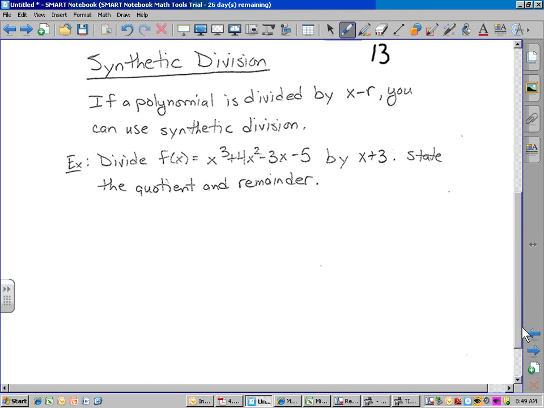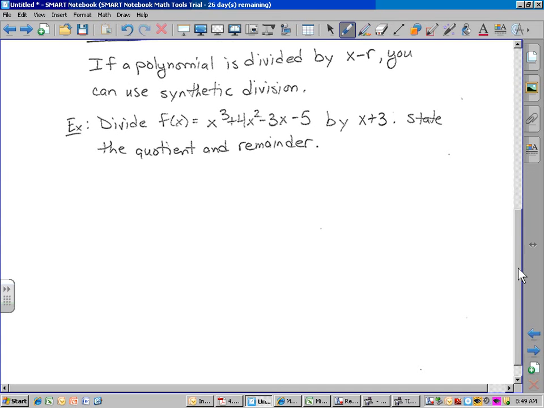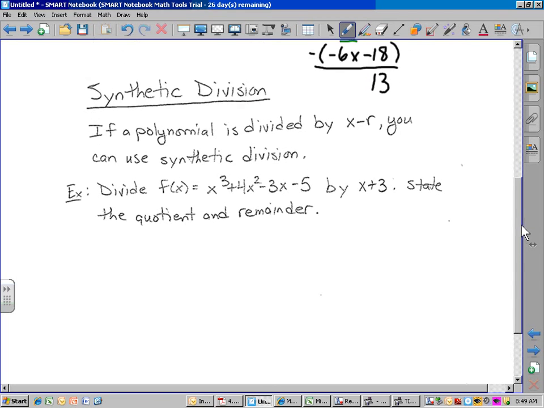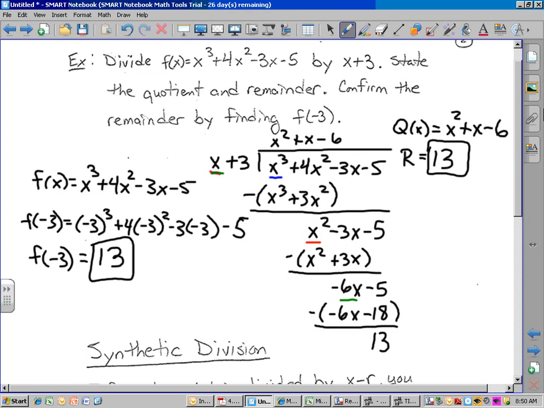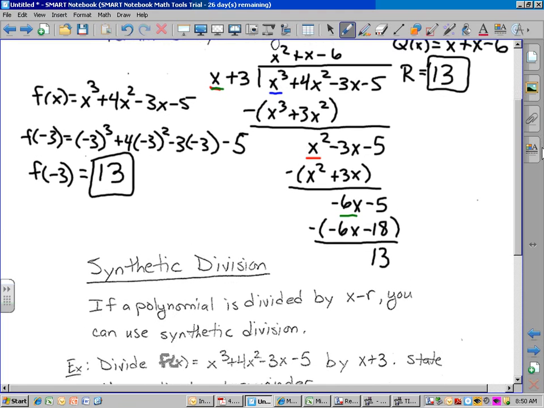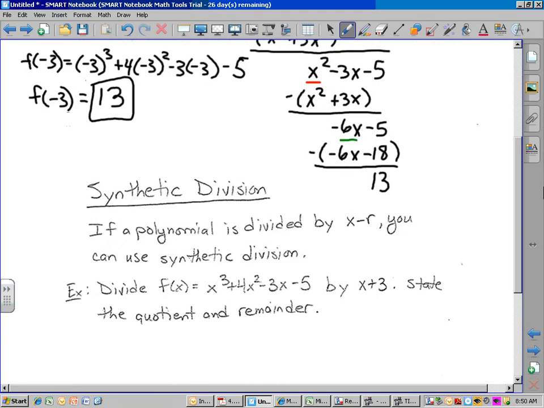And that is called synthetic division. If a polynomial is divided by x minus r, you can use synthetic division. So let's look at the example. Exact same one we just did. Okay, so take a look here. x cubed plus 4x squared minus 3x minus 5 divided by x plus 3.